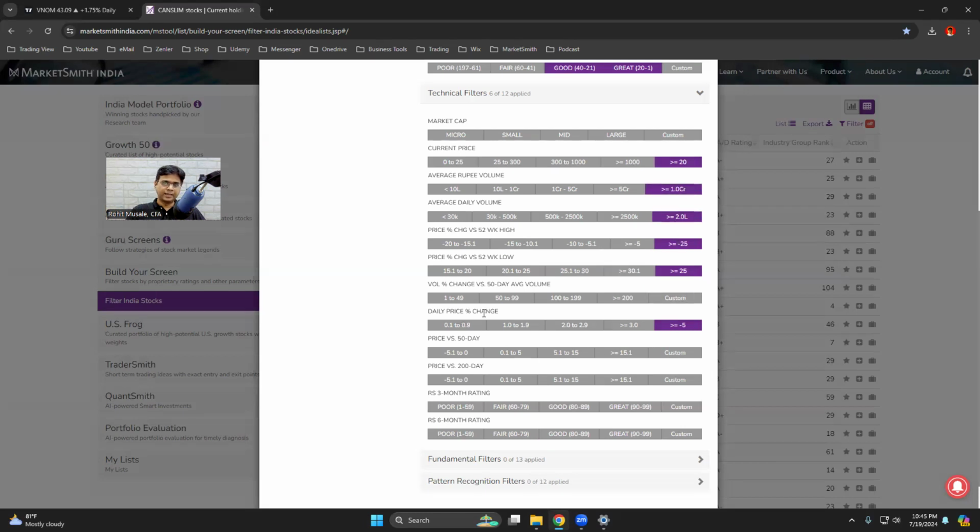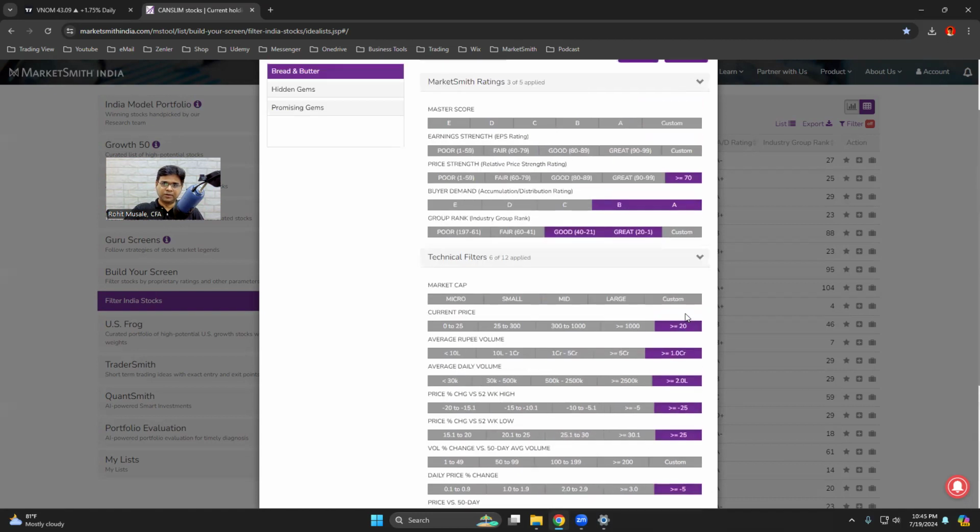And then daily price change more than or equal to minus 5. See, any stock that has fallen, let's say, more than 5% yesterday, that is not a good candidate for a breakout, right? Because if it has to break out, it first has to travel that 5% distance and then go up, right? So that is not the ideal stock we want. We want stocks which have fallen, but not more than 5% on a particular day.